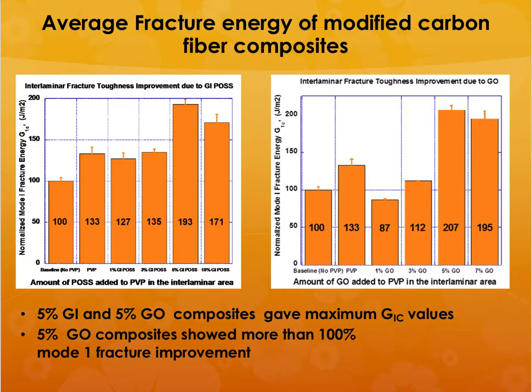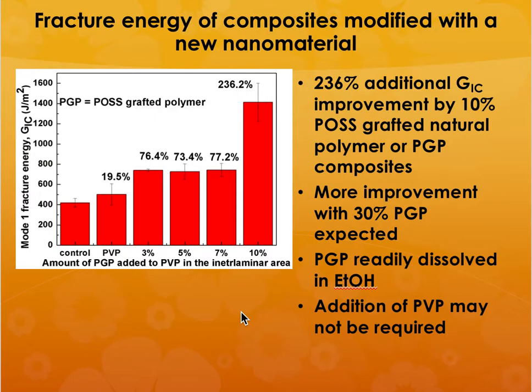So you can see that it increased by almost 100%. The toughness increased by 100% with very small quantities of the additive. But you could only add very small quantities because more than that it started agglomerating.